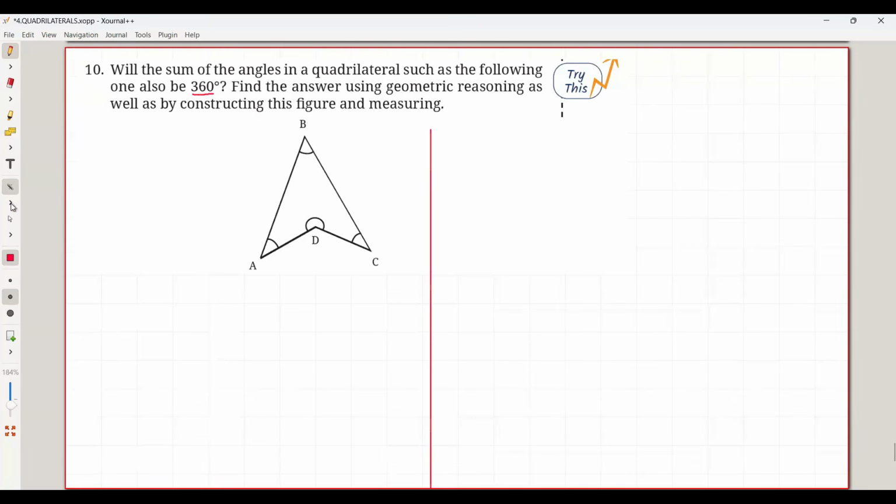For this, I'm doing a construction. I'm joining the points B and D. I'm naming the angles: this is angle 1, then 2, 3, 4, 5, 6. While adding all the angles, I should get 360 degrees, and we have to prove it. First, consider two triangles: triangle ADB is one triangle and triangle CDB is the other.